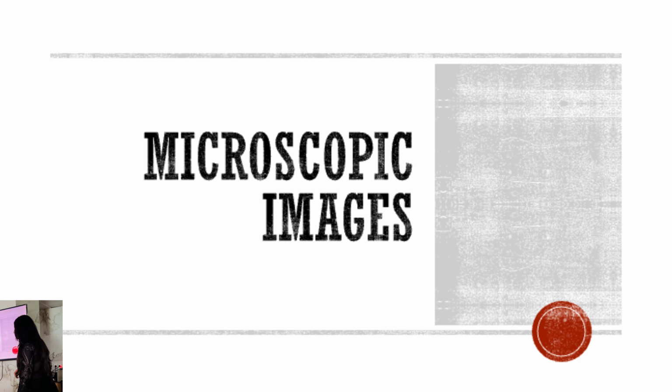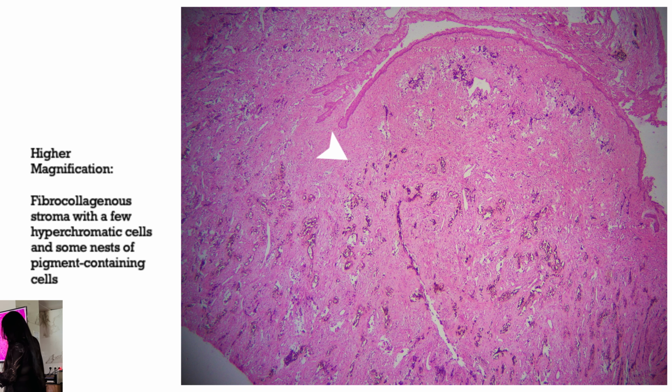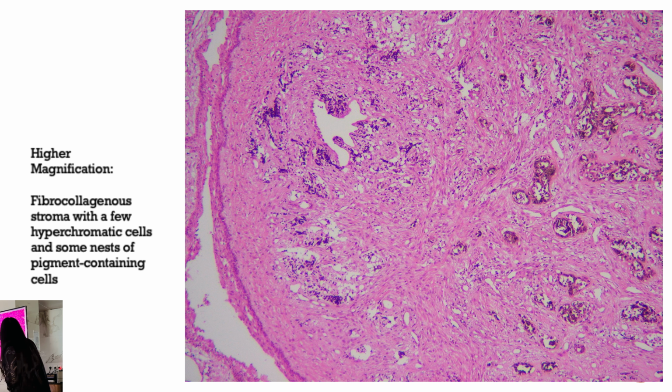Now I proceed with the microscopic images. This is the first low power image. It was skin-covered tissue with some underlying neoplastic process. On higher power, it revealed a fibrocollagenous stroma around it. And if you look at this image, you would appreciate even at first glance that there are 2 different populations of cells. We see some small hyperchromatic bluish cells here, and here we see some nests and groups of cells with some pigment within their cytoplasm.